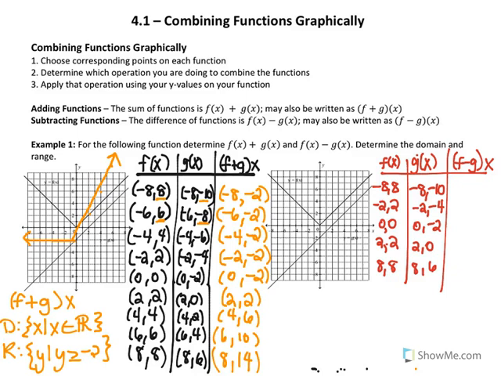So we have 8 subtract -10, which is 18. So our new point is at -8 and 18. 2 subtract -4 is 6. 0 subtract -2 is 2. 2 subtract 0 is also 2. 8 subtract 6 is also 2.